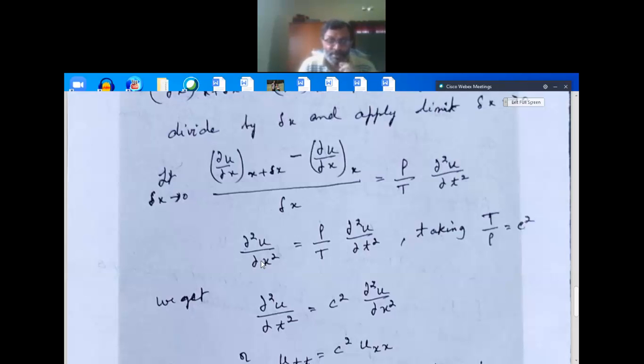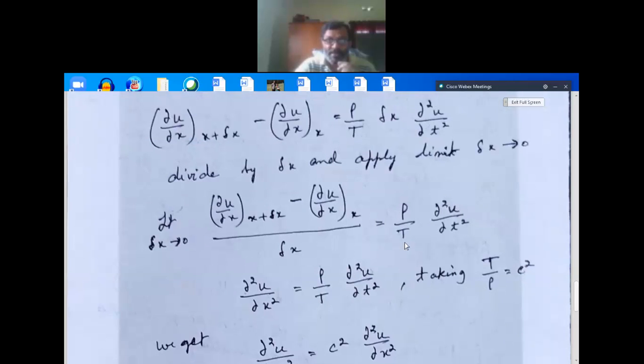Again I repeat, the differentiability definition from your PU level, second PUC: limit delta x tends to 0, f of x plus delta x minus f of x divided by delta x is equal to f dash of x. Using that concept, dou u by dou x at x plus delta x, minus dou u by dou x at the point x, divided by delta x will be the next derivative, that is, this is all partial derivative, dou squared u by dou x squared. The right side will be rho by t, dou squared u by dou t squared as it is.